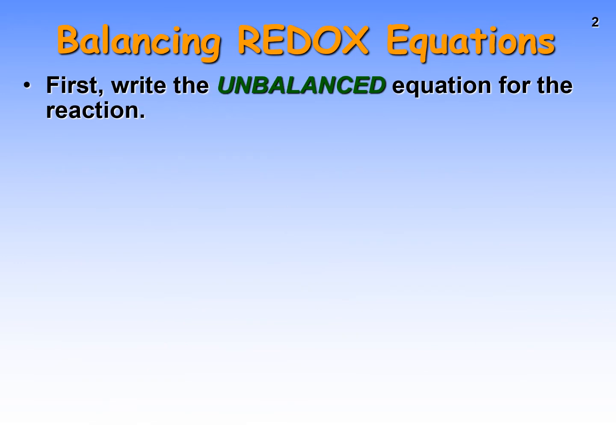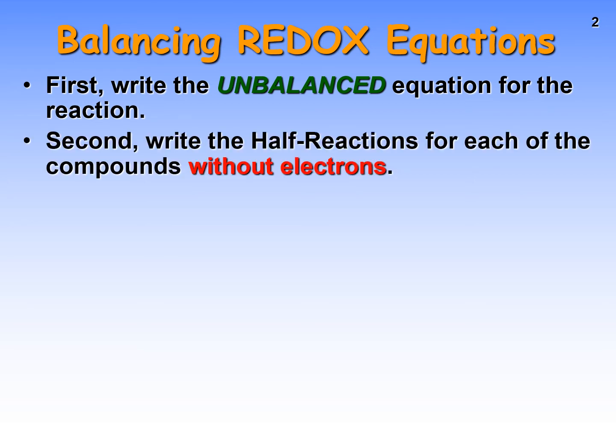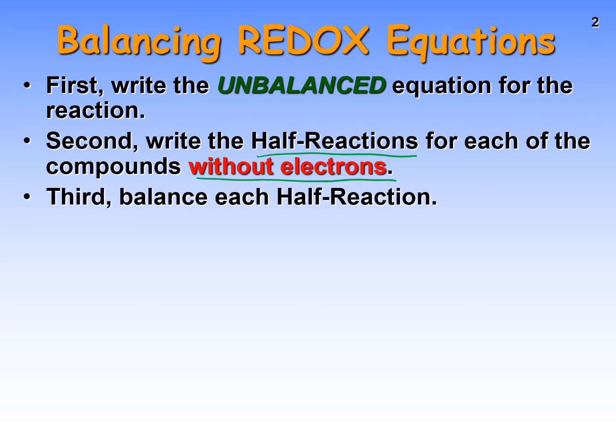So let's do a little bit more in-depth description, because that was a very easy example. First, we always write the unbalanced equation when we're balancing a redox reaction. Then we split up into half reactions just like we did on the previous slide, and we do this without electrons to start. Then we're going to balance each half reaction. Now this takes 4 steps.